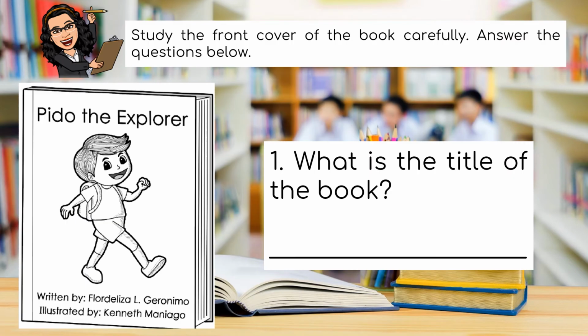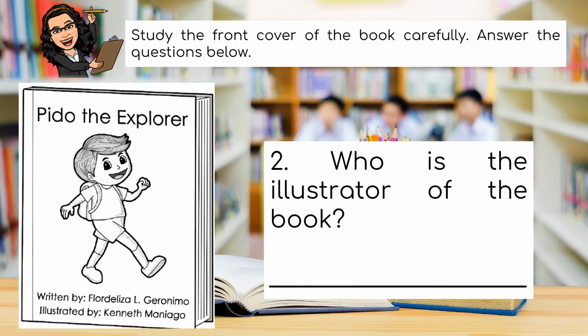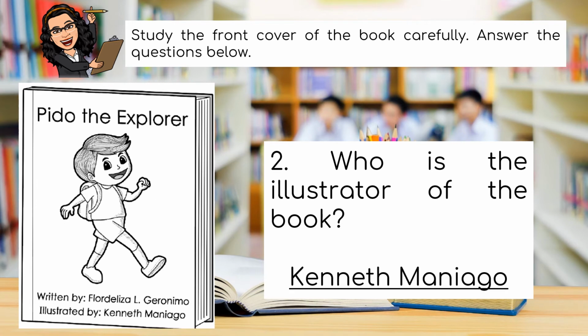Study the front cover of the book carefully. Answer the questions below. Number 1. What is the title of the book? The title of the book is Pido the Explorer. Who is the illustrator of the book? The illustrator of the book is Kenneth Maniago.